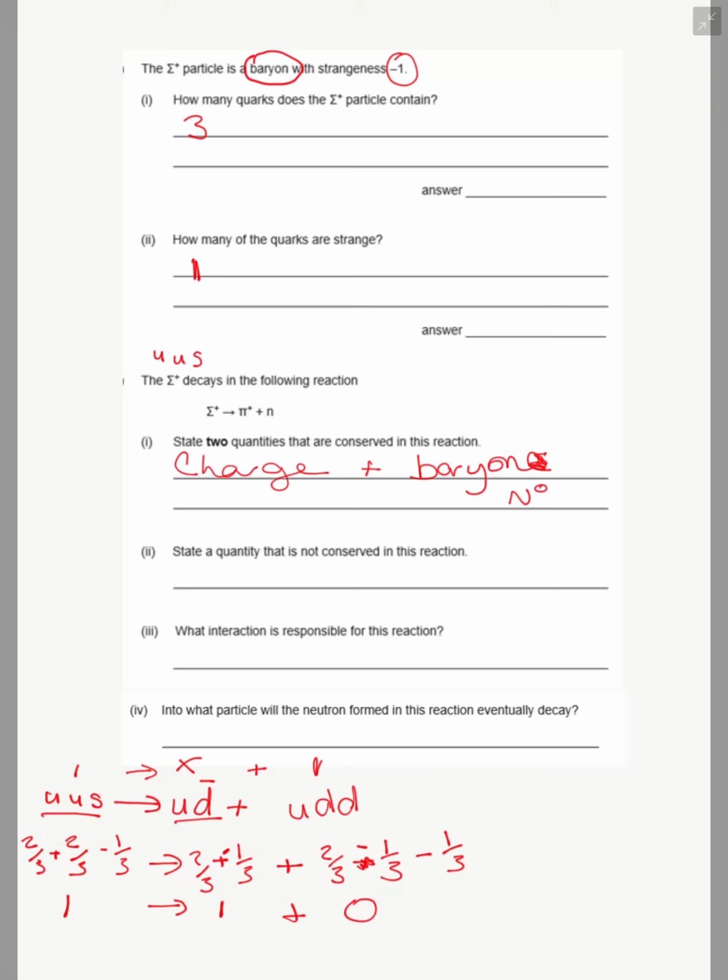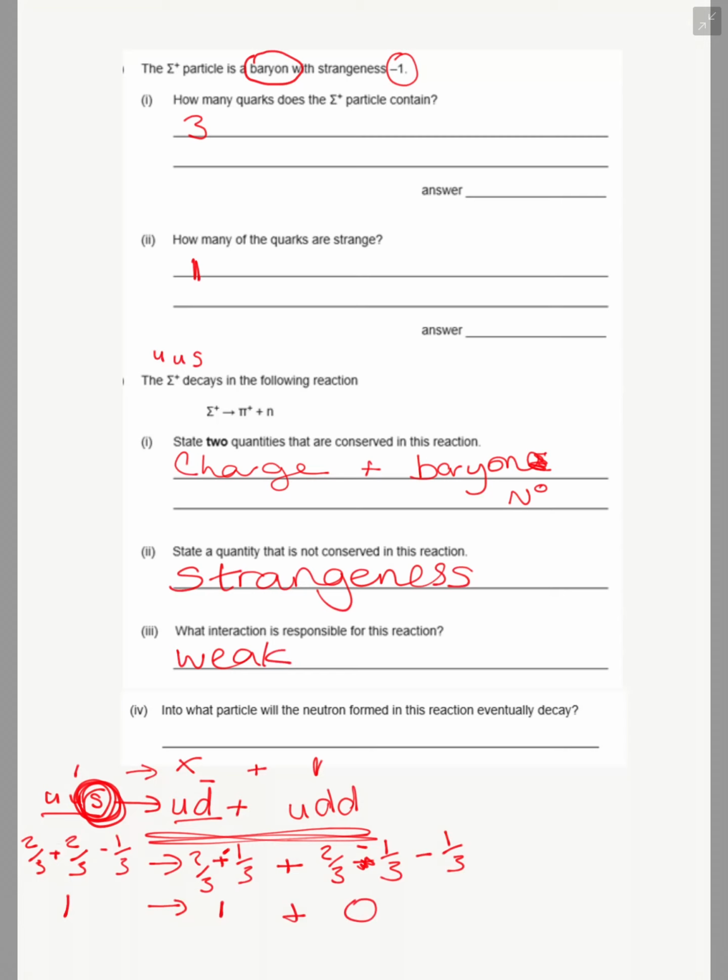So worst case scenario, if you're really, really stuck, just say one of them. State a quantity that is not conserved in this reaction. Well, here you have a strange particle, and here we do not. So strangeness is not conserved. So if your strangeness is not conserved, it must be the weak interaction, because the weak interaction is the only one where strangeness isn't conserved.